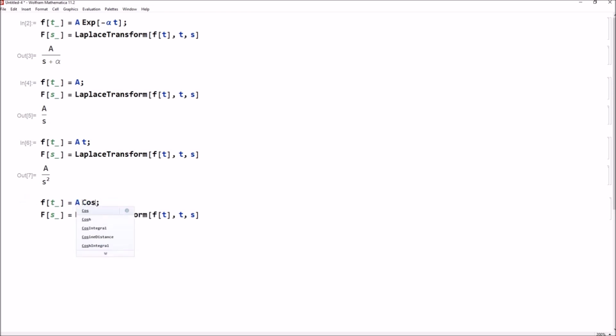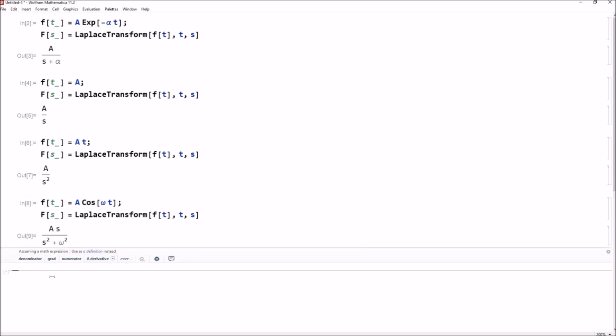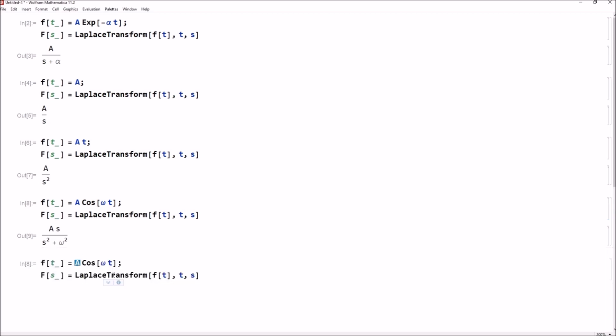A cosine omega t. Oops. Shift enter that. And that's exactly what we got earlier. And you know what? Let's keep going. Remember we talked about multiplying this whole thing with e to the minus alpha t.